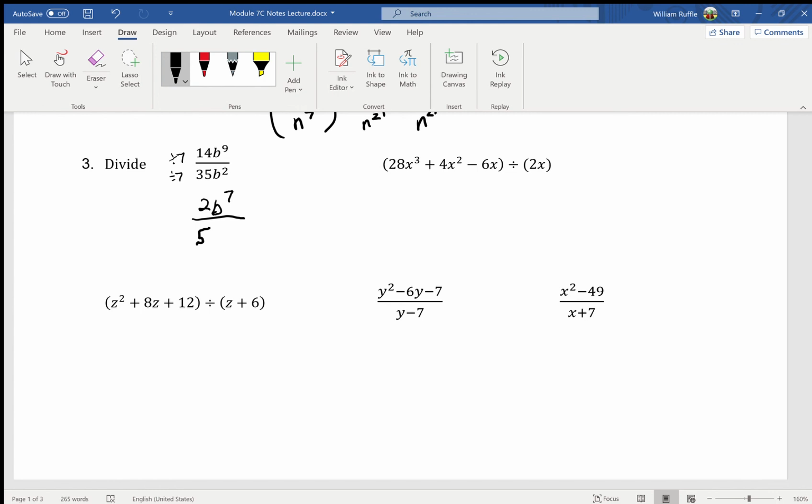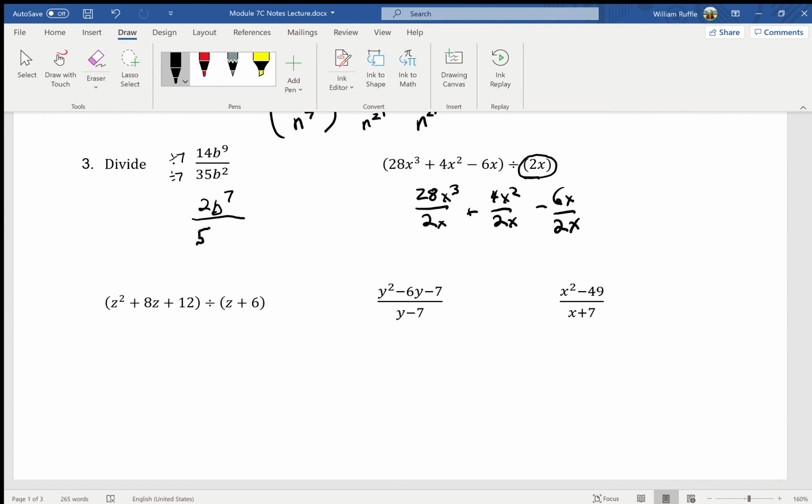This next question, what we want to do is split it into 3 reducing questions here. Since this is a monomial, there's only one term here. Now if we look down here at z plus 6, the next question down here, that's a binomial, and that's a different process. But when it's a monomial, all we really have to do is do 28x cubed over 2x plus 4x squared over 2x minus 6x over 2x. And then we reduce it just like the question before.